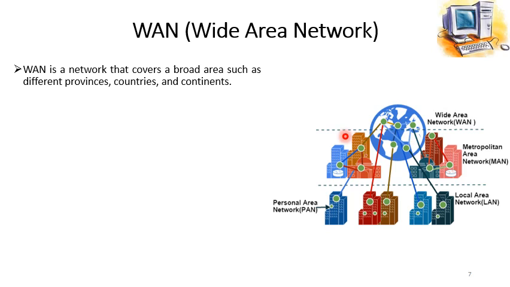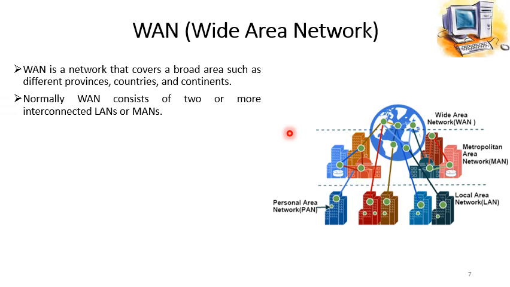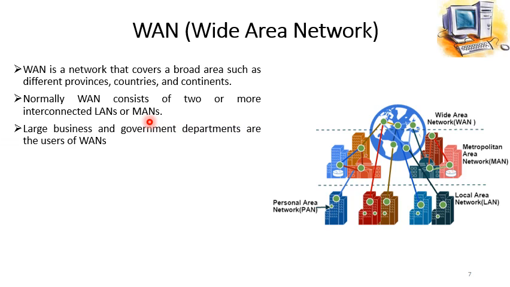If we take the example of internet, that is the best example of WAN, because internet is the combination of thousands and millions of networks throughout the world. Normally WAN consists of two or more interconnected LANs or MANs. Large businesses and government departments are the users of WANs, wide area networks. WAN is more expensive than LAN.